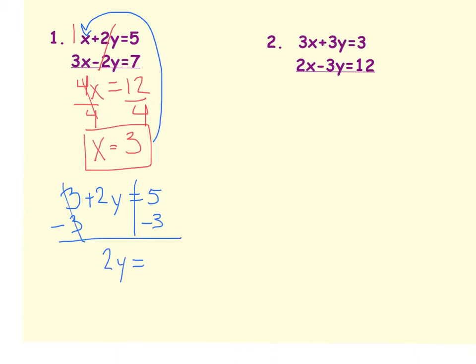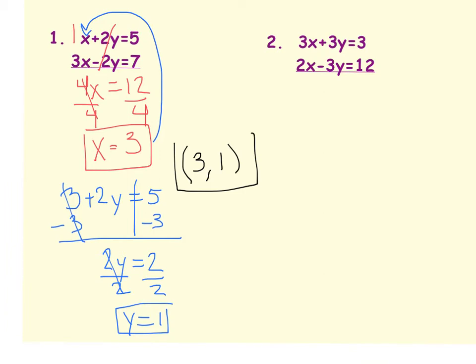2y equals 2. Divide both sides by 2. And y equals 1. Now that I have x and y, I then can write my answer as an ordered pair, x first. There you go. Simple as that.